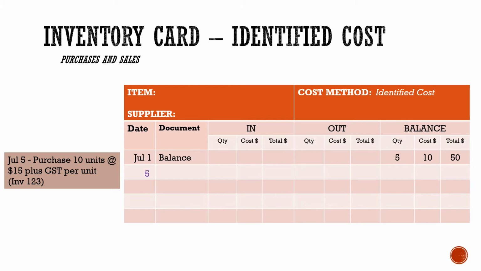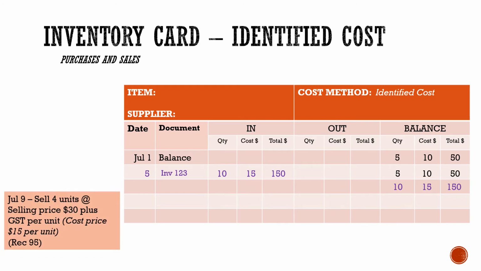So we firstly record the date followed by the document number. And because this was a purchase of inventory, we have inventory coming in. In the balance column, we need to firstly record the balance from our first batch, which was the 5 units at a cost price of $10 per unit. Then we write our newest batch of inventory purchased, which was the 10 units at a cost price of $15 per unit.